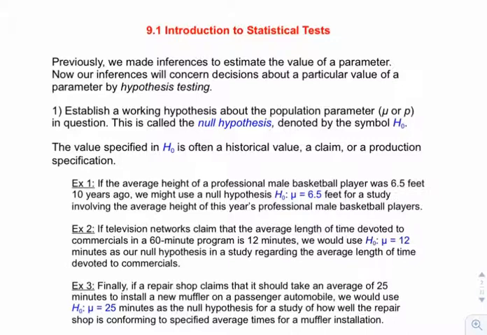Okay. So here we have different examples. We have historical data used as our null hypothesis in example 1. We have in example 2 sort of a production specification. That's a claim. They look back at what they've done. And in the third one, that it should take an average of 25 minutes. So these are each different claims that the mean is a particular value. So that's what we would use as our initial value for the mean.